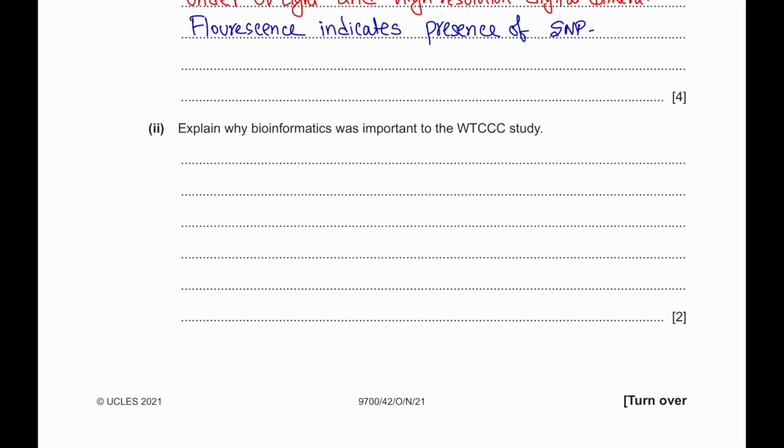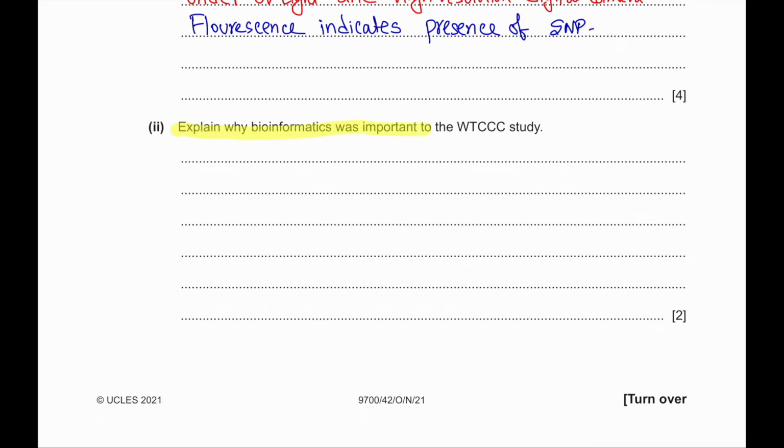Part 2. Explain why bioinformatics was important to the WTCCC study. So we know that bioinformatics was important because a large database is needed for this kind of study. The database is used to find SNPs and match them fast and accurately with people who have those SNPs. Computer software and algorithms are needed for statistical analysis like this.